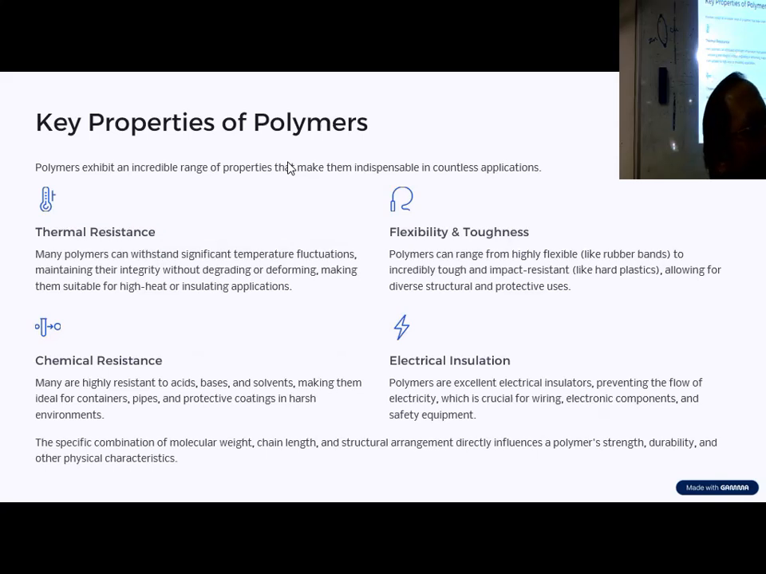Chemical resistance. If there is some chemical exposure or spillage, the material should not get damaged immediately. So chemical resistance is also a property. One example I am telling you: some containers we are using in our laboratory for storage of chemicals. Have you seen the containers? What type of containers do we use in the laboratory for storage?